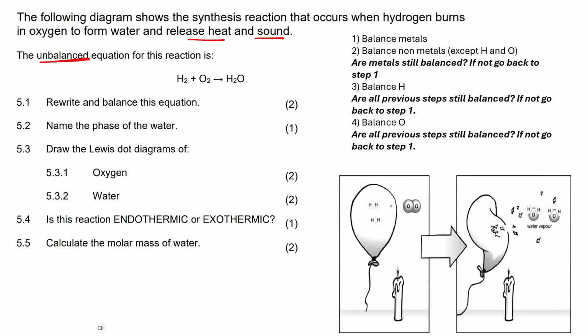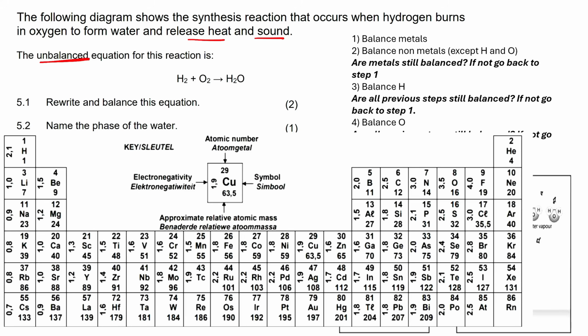Now let's get our periodic table. What we should identify is that there are no metals over here, so that's done. Then it says balance all the non-metals except for hydrogen and oxygen, but we only have hydrogen and oxygen, so that step's done. Step 3, balance hydrogen. Okay, so we're going to balance hydrogen first. So on the left hand side I can see there are 2, and on the right I can see there are also 2, so those are balanced.